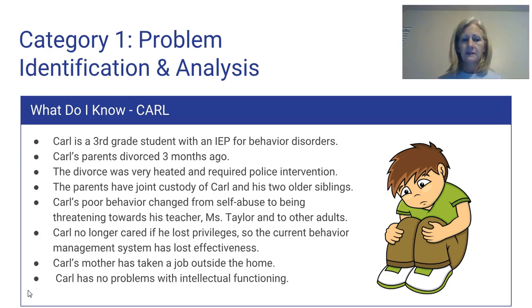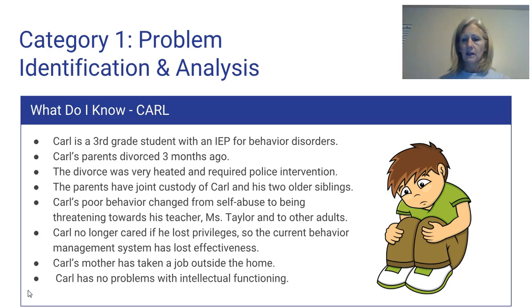Category 1, problem identification and analysis. What do I know about Carl? Carl is a third grade little boy. He has an IEP for behavior disorders. His parents have recently divorced and his behaviors have escalated since then.